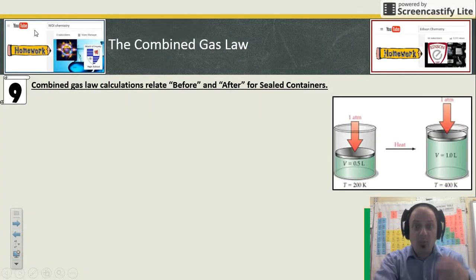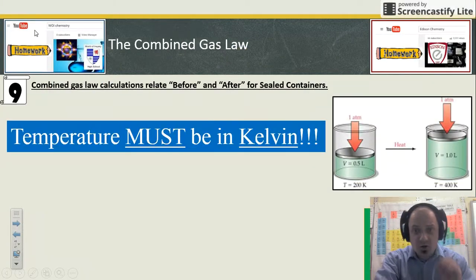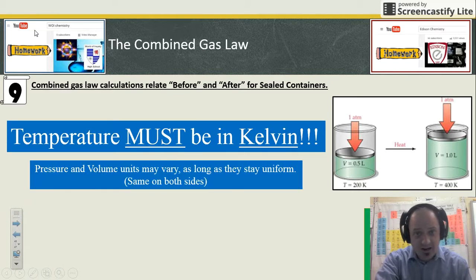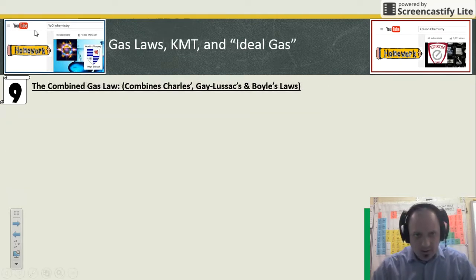Okay, so before and after sealed containers, temperatures always have to be in Kelvin because we need our temperature values to be positive numbers. We can't have negatives here. Pressure and volumes may vary as long as they stay uniform, aka same on both sides of a reaction, or equality. We'll be solving equalities, yes.